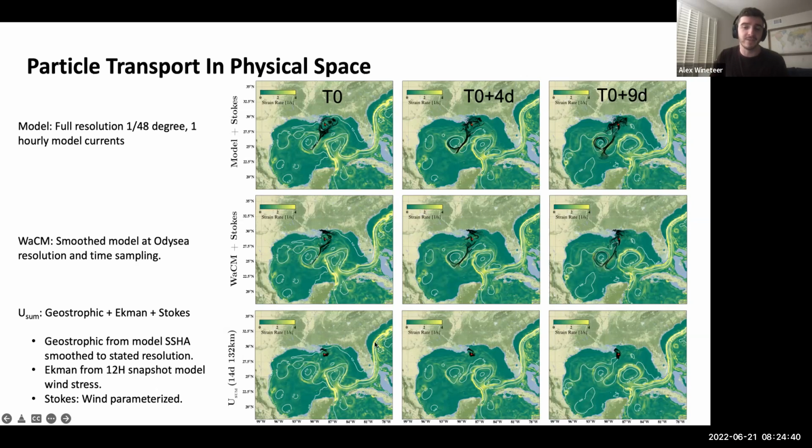I'll show that they actually make it farther out over the course of time. But if we're just thinking about short timescales, we really need this higher resolution that we get from the model and from Odysea if we're going to more accurately represent where particles get advected.